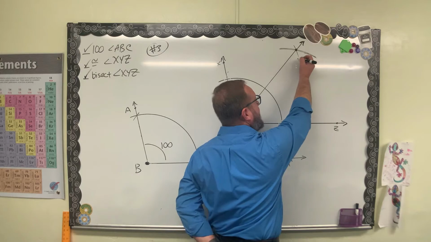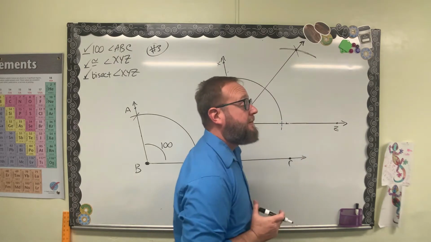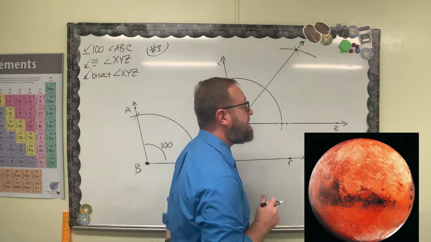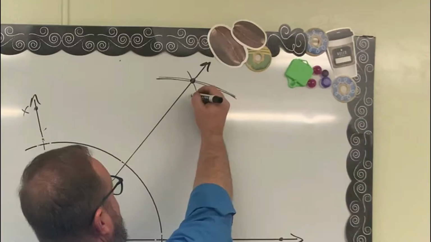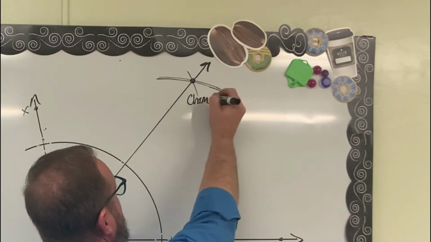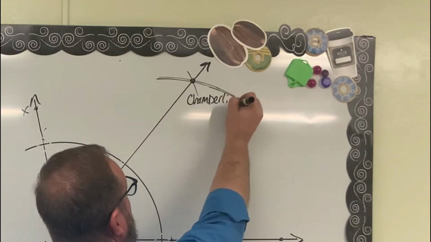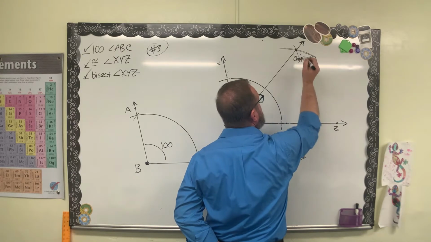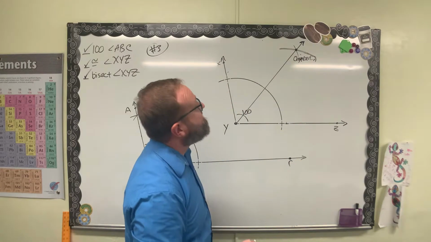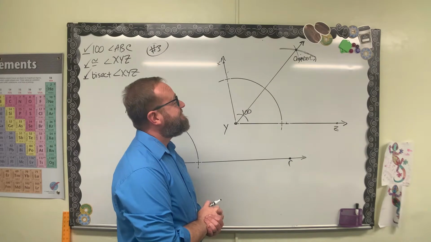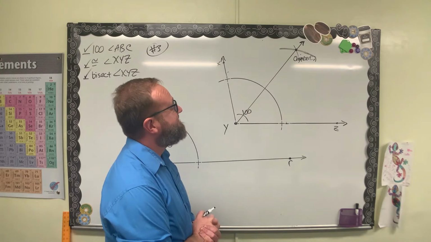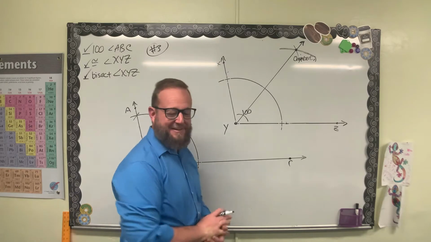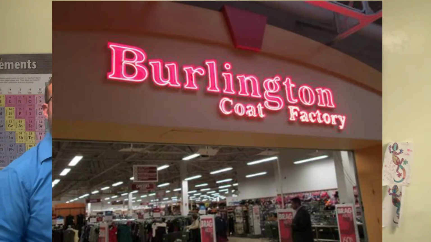What do you want to label it? King. Chamberlain. Mars. Emma Chamberlain? Elon. Merlin. Berlin Wall. Burlington Coats.